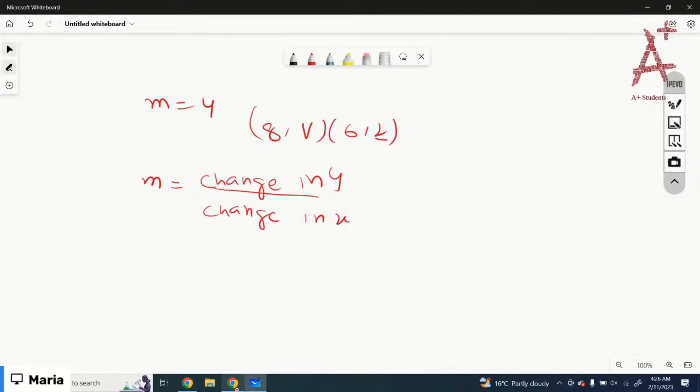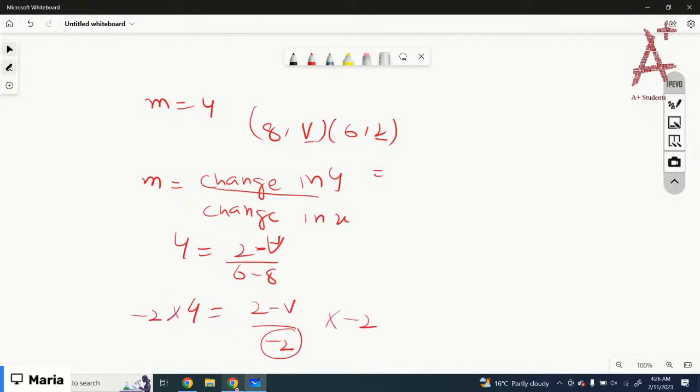So just subtract the y components. It would be slope is 4. Now subtract the y components. It will be 2 minus v and then 6 minus 8. Got it? So it will be 4 equals 2 minus v over 6 minus 8, and 6 minus 8 is negative 2. Got it? So you have to remove that negative 2. Just multiply both sides by negative 2. Negative 2 and negative 2 cancel out each other. You are left with 4 times negative 2, negative 8, equals 2 minus v. Got it?